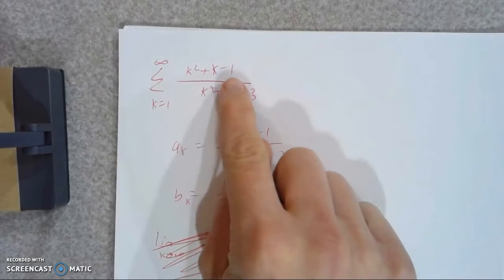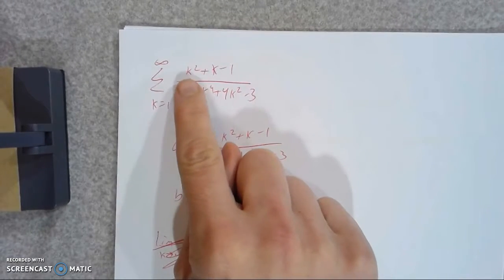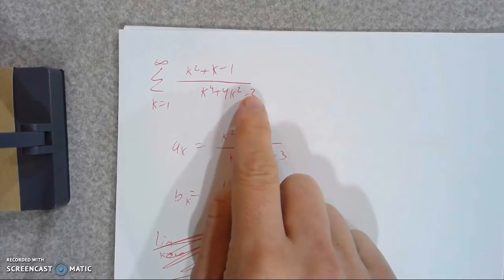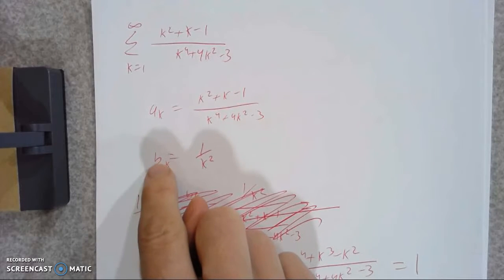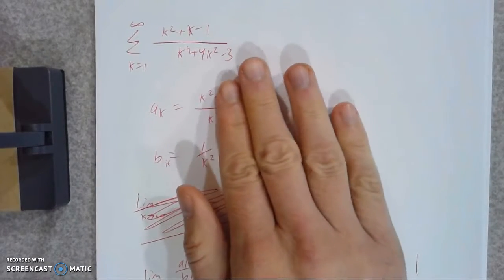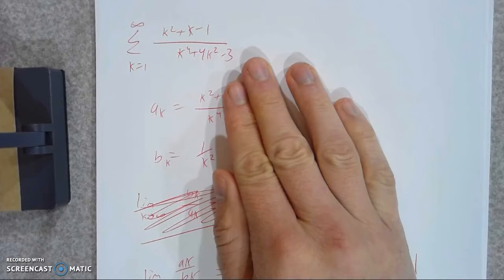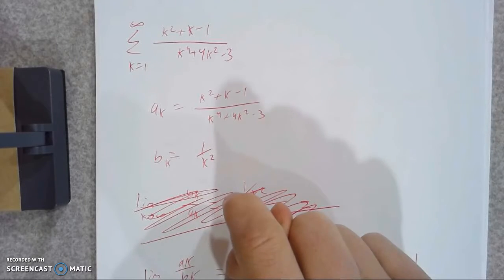So this is our series of a_k's. Each a_k looks like k squared plus k minus 1 over k to the 4th plus 4k squared minus 3. We have to provide a series of b_k's. This reminds me a whole lot of 1 over k squared, which I know is a convergent p-series. So I'm going to compare these terms to the terms of 1 over k squared.